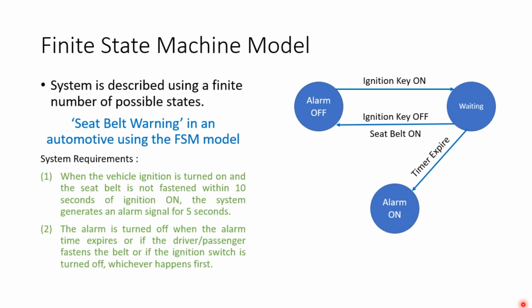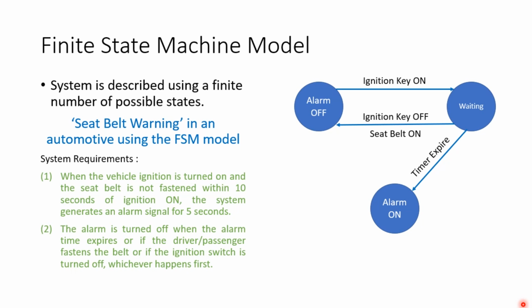So what after 5 seconds? After 5 seconds, the alarm timer will expire, because the alarm time is only 5 seconds. So this is again a timer job. After the alarm is on, again the timer will start and count for 5 seconds, right? Once the 5 seconds is over, the alarm will automatically go off. Or during this time, this is very important to understand from the requirement. When the alarm is on, the driver understands that he forgot to wear the seat belt, and he may put on the seat belt within these 5 seconds. Even in that case the alarm should go off. The moment he fastens the seat belt, the alarm should go off.